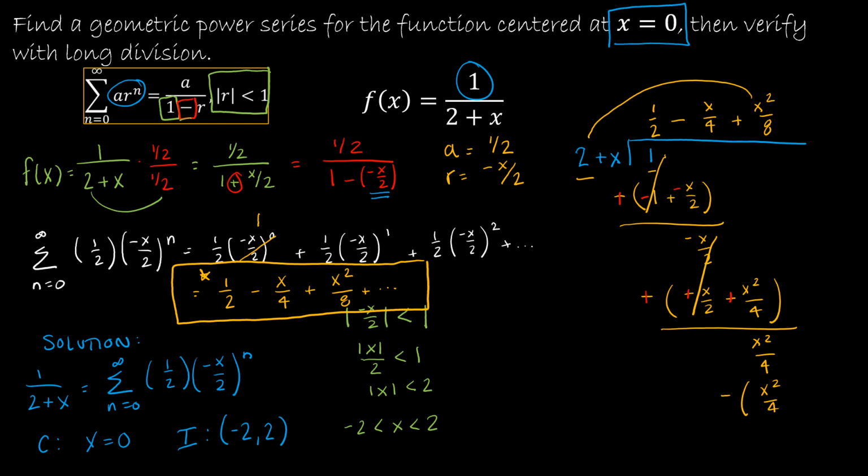So I'm going to stop right there just because I can already see that my result is, in fact, 1/2 minus x over 4 plus x squared over 8, which is the same thing I got over here when I found the series. And of course, this would continue with the same pattern as well. So we have verified this with long division.